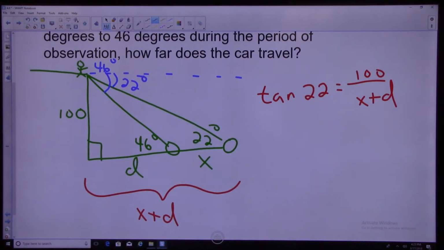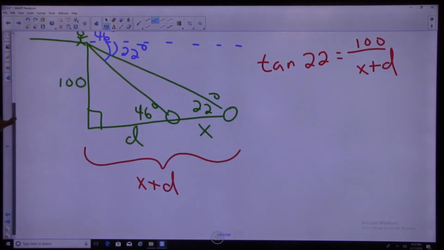We really can't solve this. We've got two variables with one equation. So I might need a new equation to figure out what d is. Okay? So let's do this. Let's set up a new equation to figure out what d is.